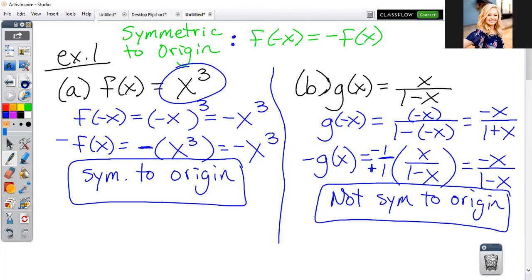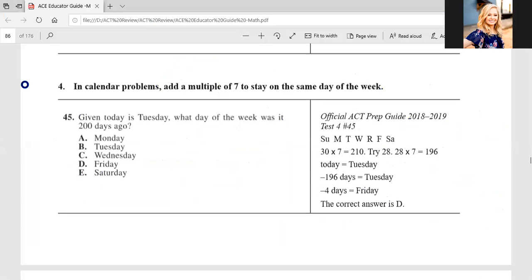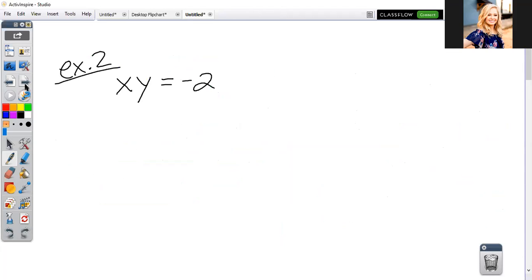This next equation, if it ever turns, still wait. There we go. All right.